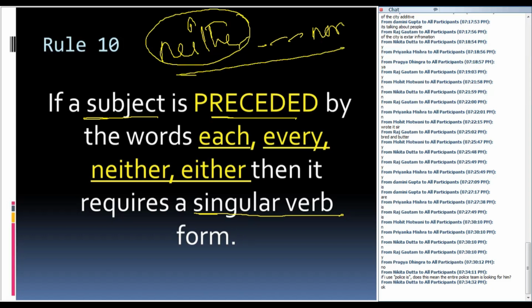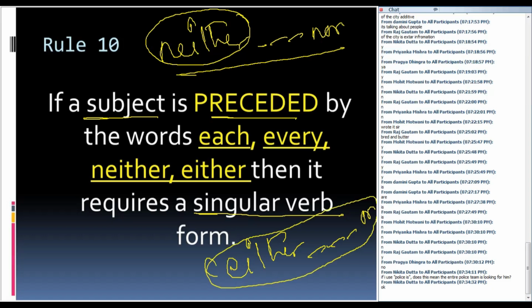Okay. Similarly, don't confuse this with either or. Either X or Y. This rule is not applicable in these cases. Just the word neither, just the word either, just the word each, or just the word every. If they come before the subject, then the subject automatically becomes singular. I'll show you some examples here.